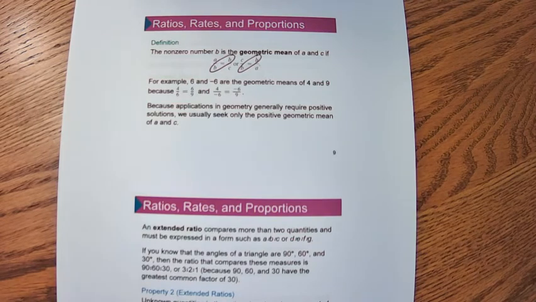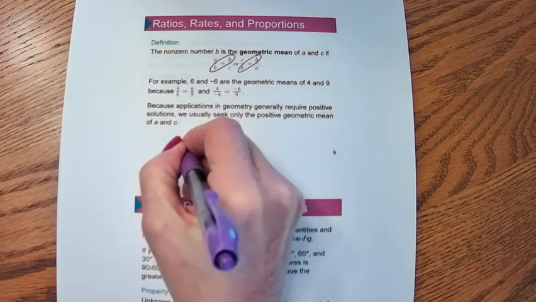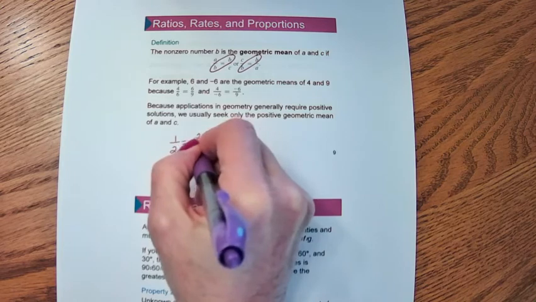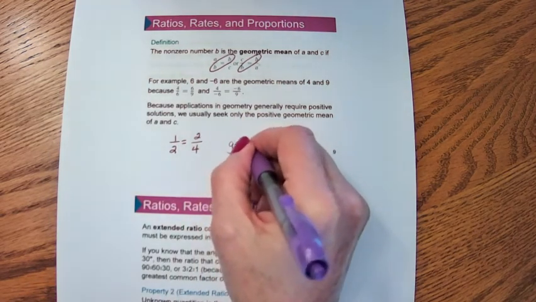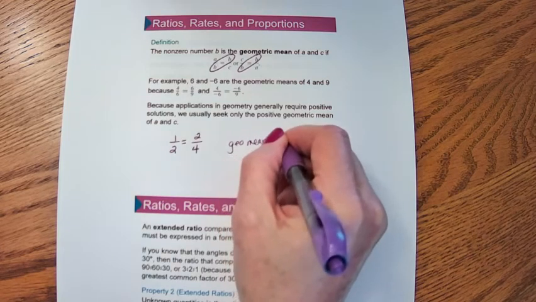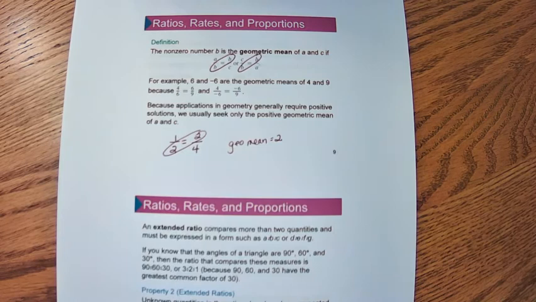And we're going to find out that in some of our properties, like with triangles, certain proportions of a triangle are going to wind up being geometric means. So if I had 1/2 is equal to 2/4, we would say the geometric mean is 2, because it's in the means position and it's the same number.